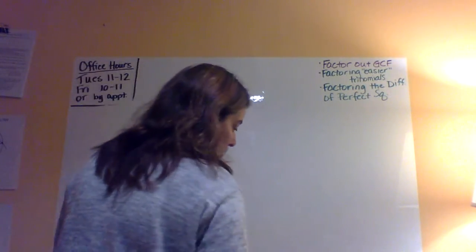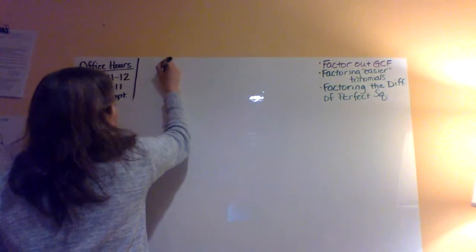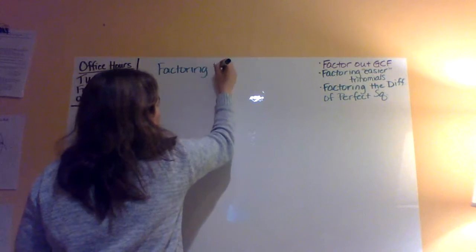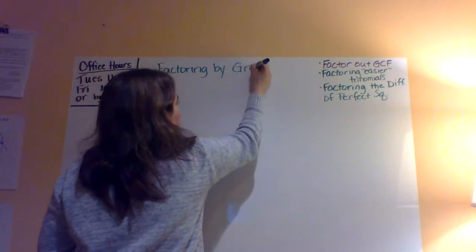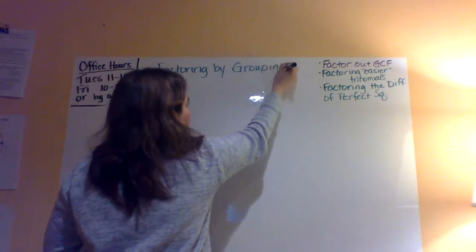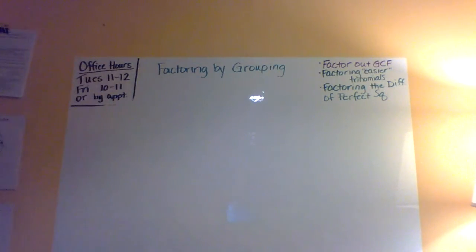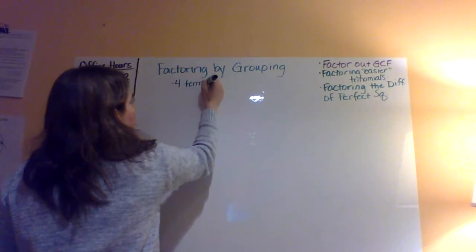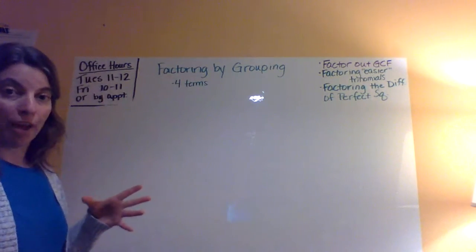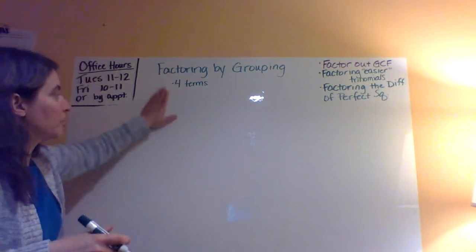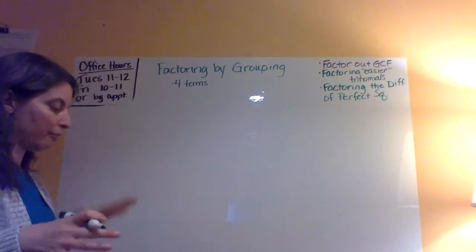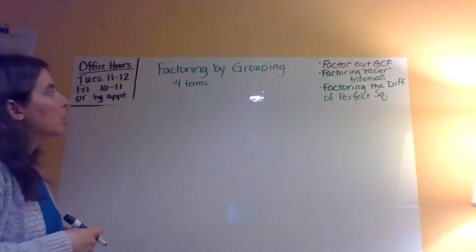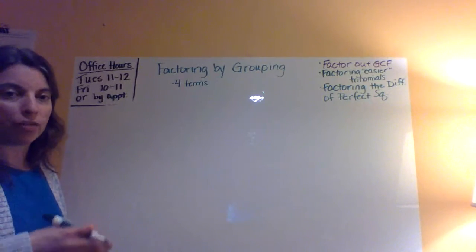All right, so factoring by grouping. We use factoring by grouping when we have 4 terms and there's not a GCF for all of them, okay? Or we sometimes can take a GCF out, but then we still have 4 terms that we need to factor. So what we're going to do is take the GCF of 2 at a time.